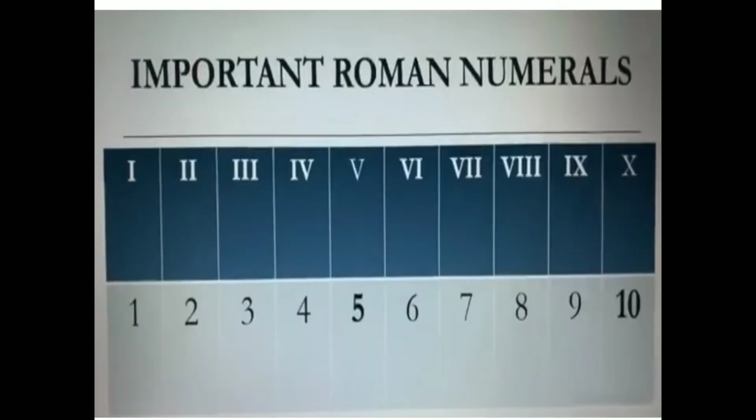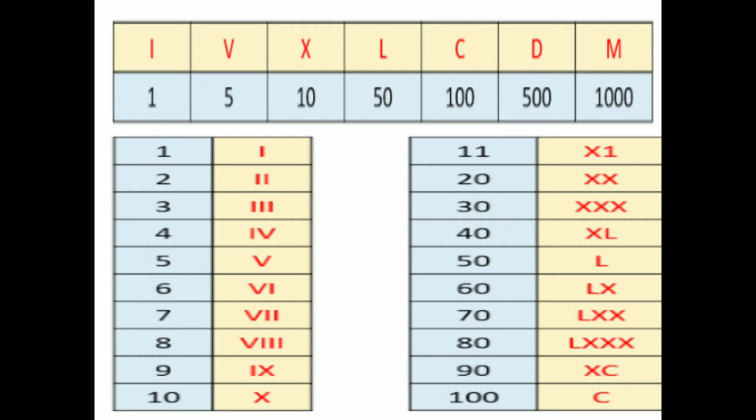Now students, you have to make all these 3 tables in your maths copy. These are the basic Roman numerals, the first 7. With the help of these 7 basic Roman numerals, we make other Roman numerals.